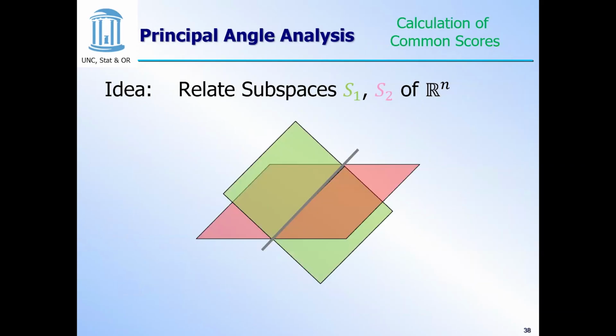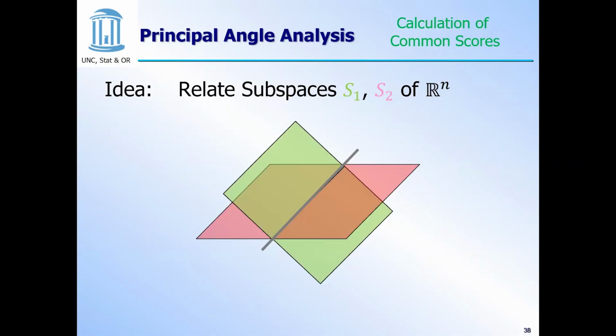Okay, now how do we find these common scores? Well, for this we use an interesting twist on linear algebra called principal angle analysis. So principal angle analysis was developed as a tool in linear algebra simply to understand relationships of subspaces in a Euclidean space. So I'm going to think about the Euclidean space Rn. Think about a couple of subspaces and how do we characterize how they relate to each other?